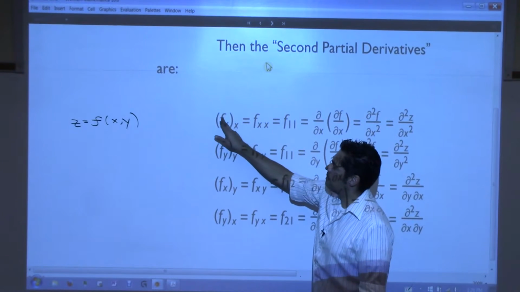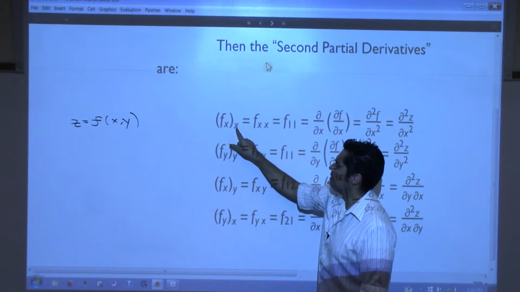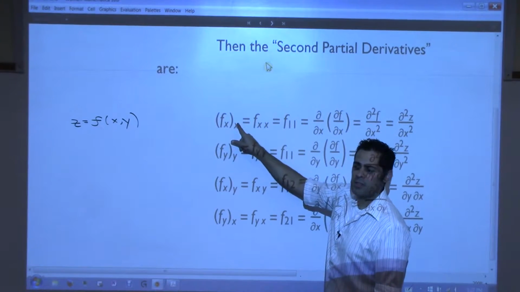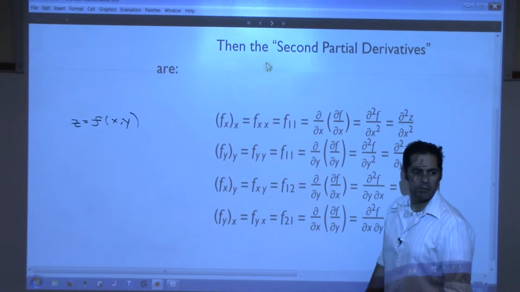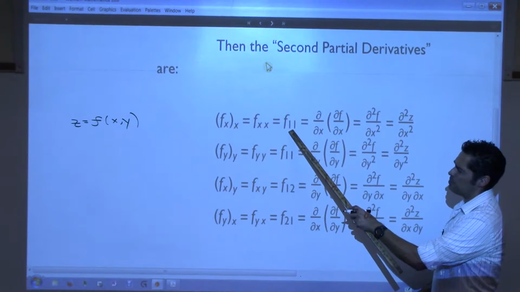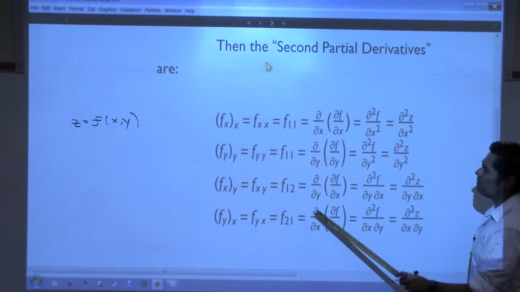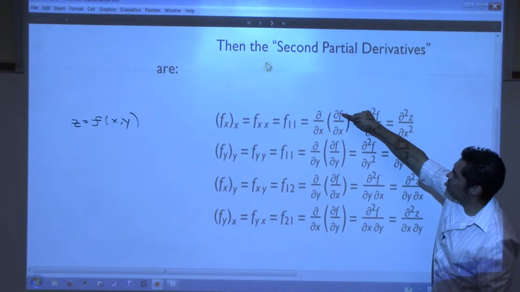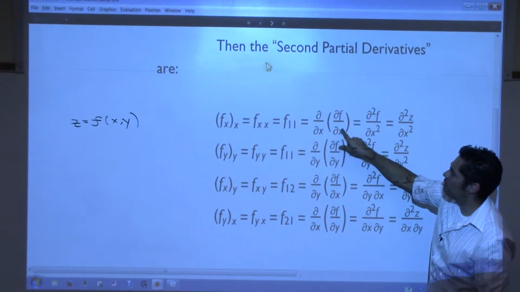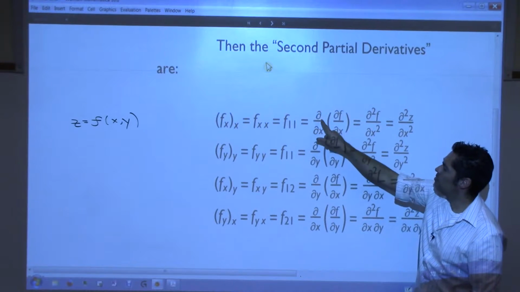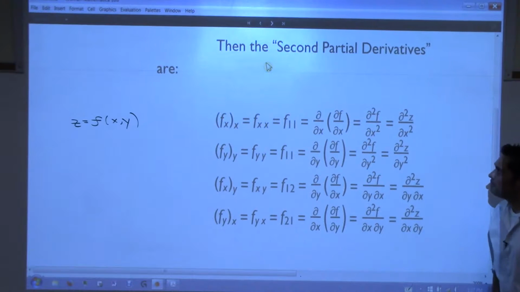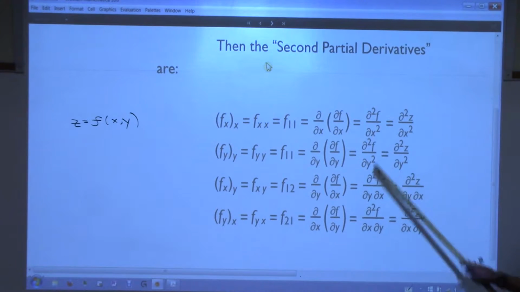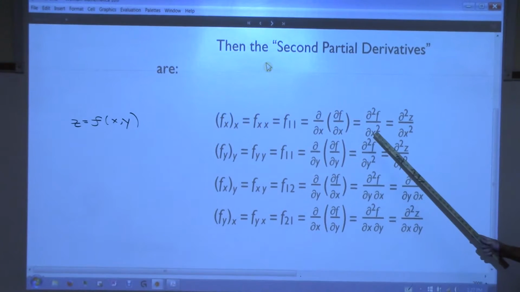First, take the partial with respect to x. Whatever that answer is, take the partial with respect to x again. But instead of writing it that way, we just go f sub xx, or f sub 1, 1. Or look at this notation: the partial of f with respect to x, you do that first, then work your way out, the partial with respect to x of that answer. This notation is also acceptable, where you put the squareds.